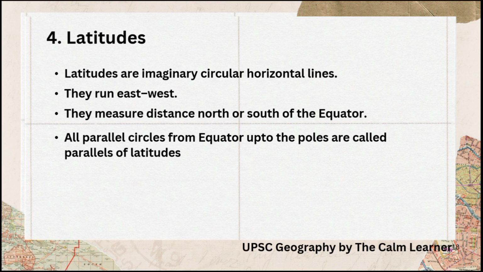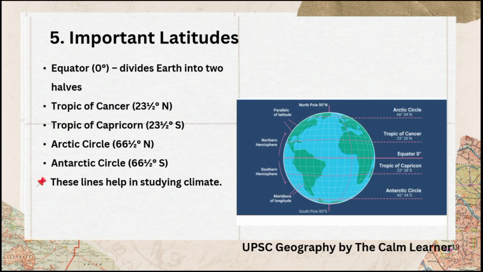Now let us move on to the first type of imaginary lines. These are called latitudes. Latitudes are imaginary lines drawn parallel to the equator. They run from east to west, but they measure how far a place is located north or south of the equator. Now, to explain it further, let us talk about some important latitudes. You can see these in this diagram. These are the parallels of latitude given in the diagram.